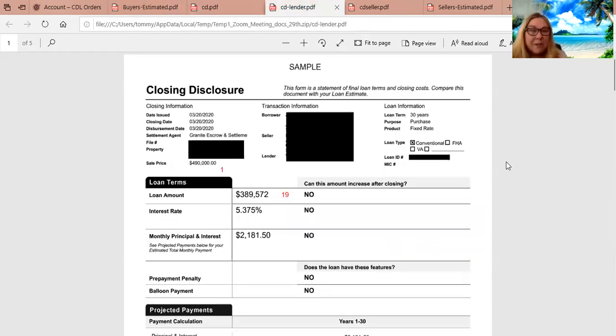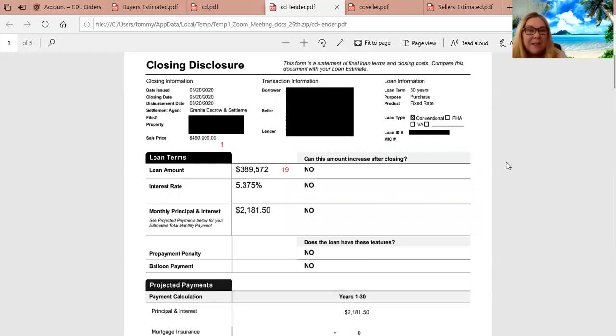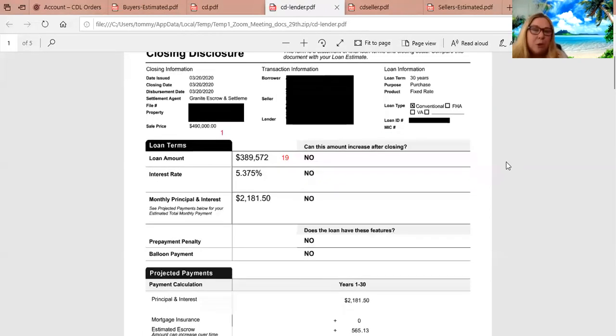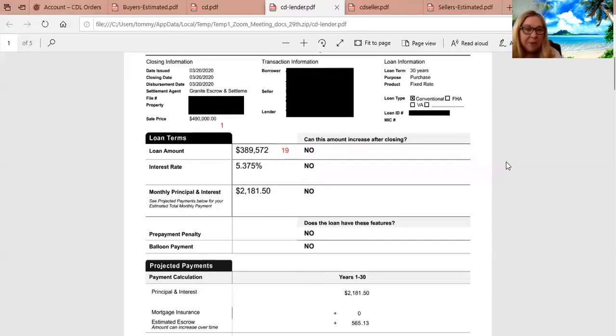Okay, so this is the closing disclosure, or the CD, that every buyer gets when there's a loan. I should say a regular loan. A hard money loan, they don't have to use these. But this is required on every basic institutional loan.